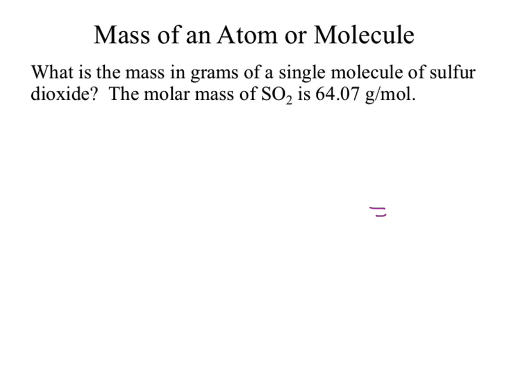What do we want for an answer? Grams of a single molecule of SO2, sulfur dioxide. We're told the molar mass of sulfur dioxide is 64.07 grams per mole. So, 64.07 grams sulfur dioxide per 1 mole of sulfur dioxide.